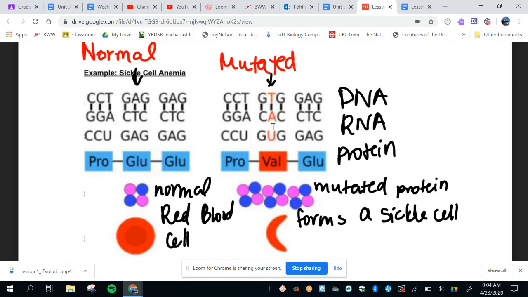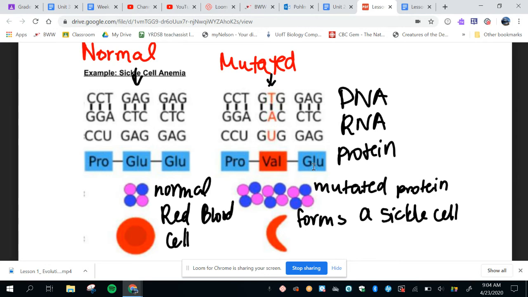In the mutated sequence, I don't have pro, glu, and glu anymore. Now I've changed the protein: pro, val, and glu. And what happens here, this valine that's now inserted here, which shouldn't be, it's going to cause a slight change in the shape of the protein. And it might not seem like a big change, like only one of these subunits or one of these boxes has been changed. But in fact, it changes the entire shape of the protein.